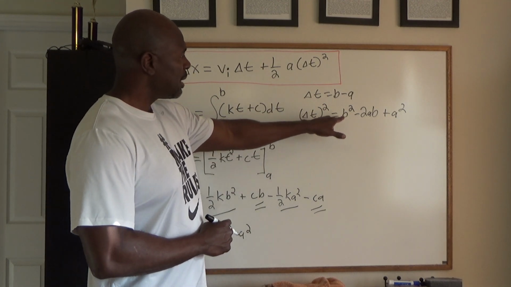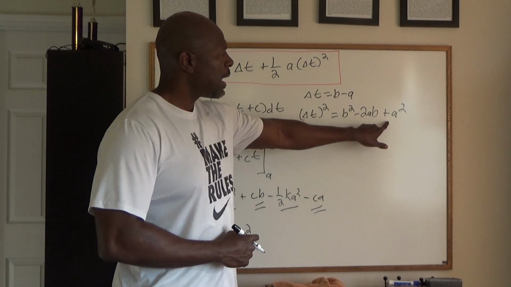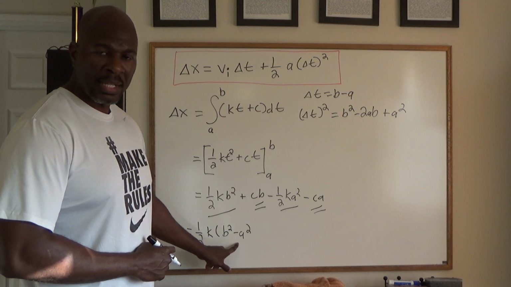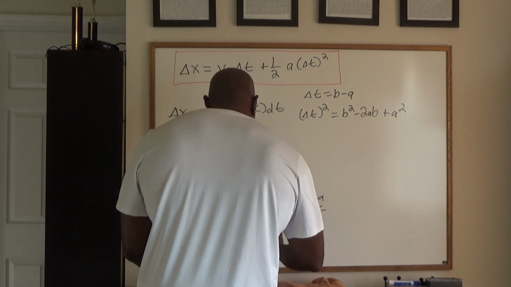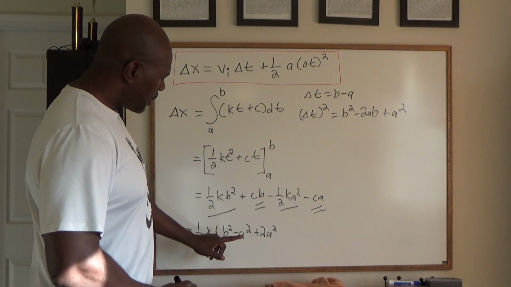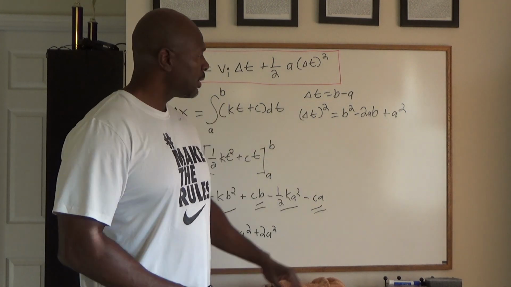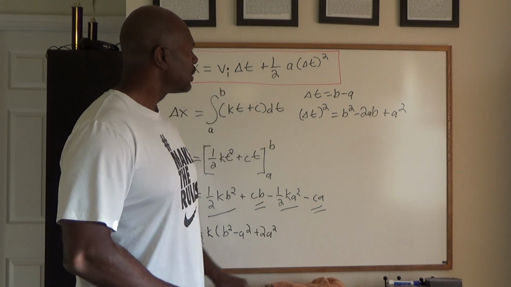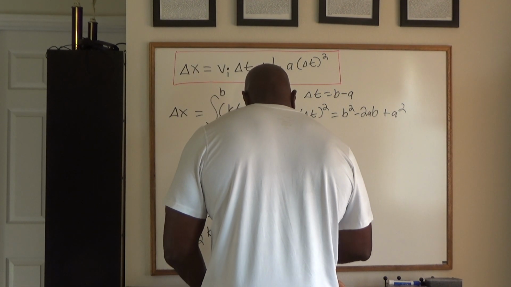So I need a b squared. I have it. I need a positive a squared. I have a minus a squared. So I'll add 2a squared to this. So I'm going to add plus 2a squared. So negative a squared plus 2a squared is a squared. I have it. I need a minus 2ab. So I'm going to put minus 2ab.